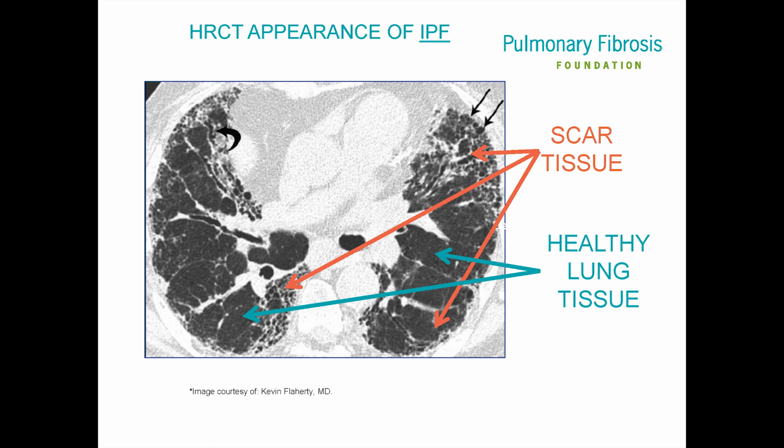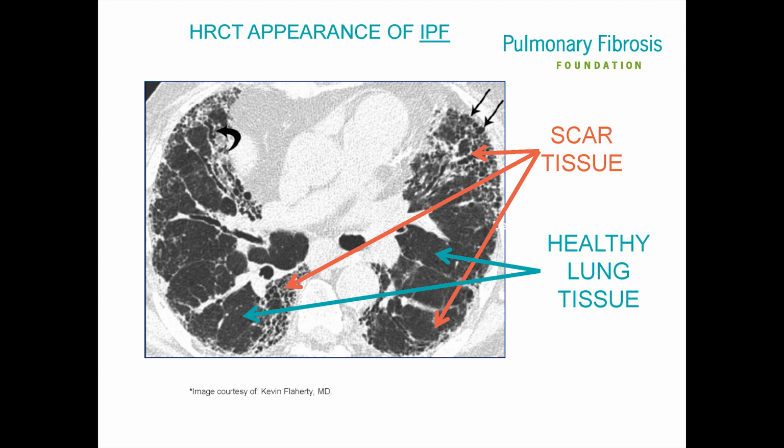But on the left side and the right side, where it looks very dark, those are your lungs, and they're reversed. So on the left side is the right lung, on the right side is the left lung, and the dark areas are the healthy areas. You can see those two blue or teal arrows pointing to very dark areas of the lung. Those are healthy areas. But then the other areas where the orange arrows are pointing have lots of extra white lines and gray areas. That's scar tissue in the lungs.